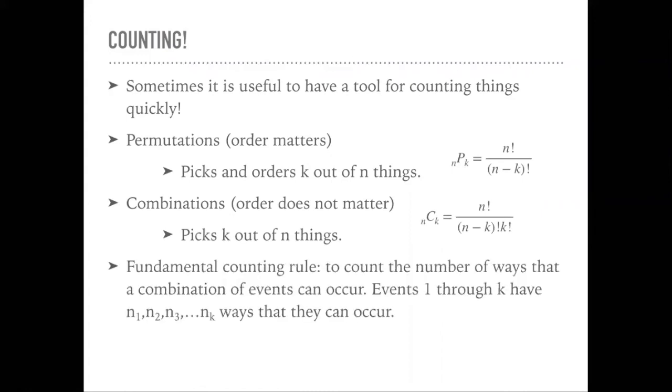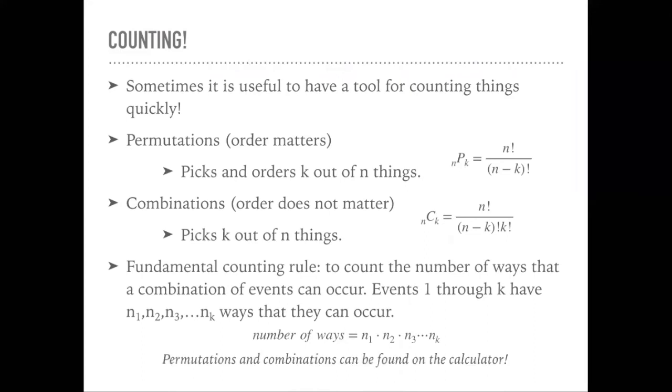And then we also have the fundamental counting rule. It says to count the number of ways that a combination of events can occur. Events 1 through k have n1, n2, all the way up to nk ways that they can occur. And the number of ways that they all occur at the same time is n1 times n2 times n3, all the way up to nk.